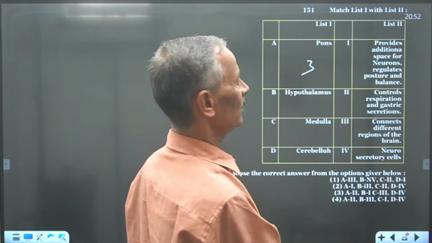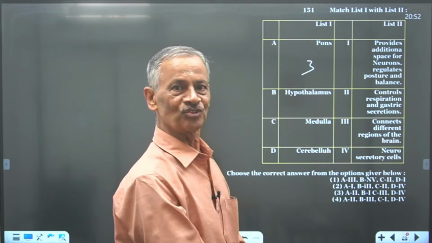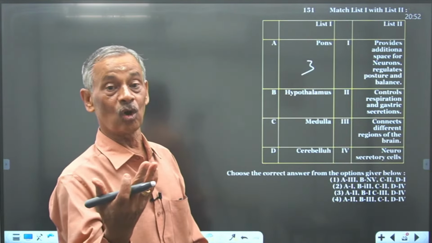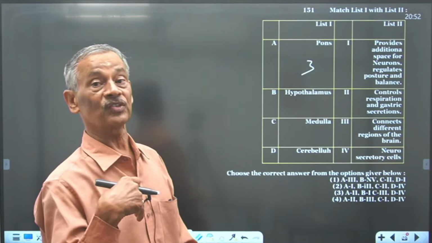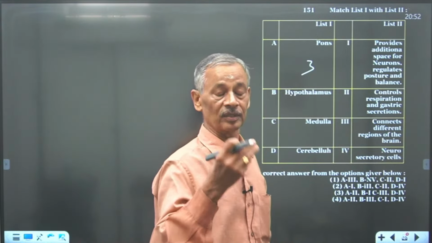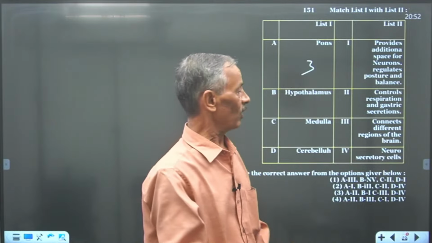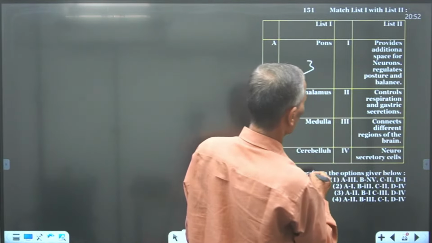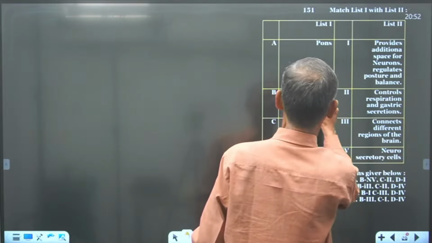Hypothalamus, it is producing hormones, right? Satiety hormones, hormones that cause thirst, hunger, etc. It also causes the production of oxytocin, vasopressin. So you are having neurosecretory cells, 4.